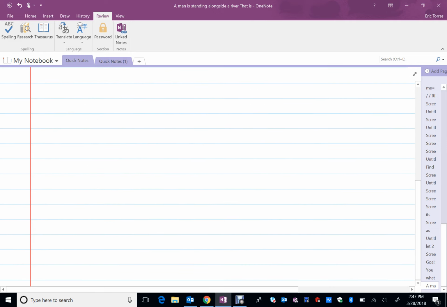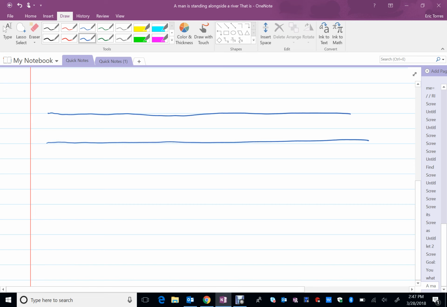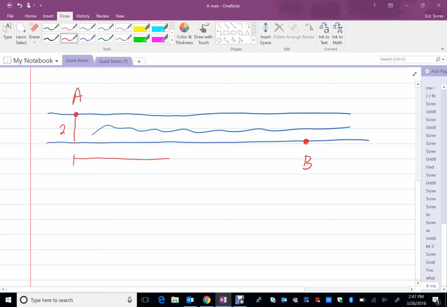Okay, so I'm going to draw the river, and I'll just make it in blue. So here's my water. Let's say the man is standing at point A, and down the river at point B is where he's going. Now, the river is 2 miles wide, and point B is 8 miles down the river.